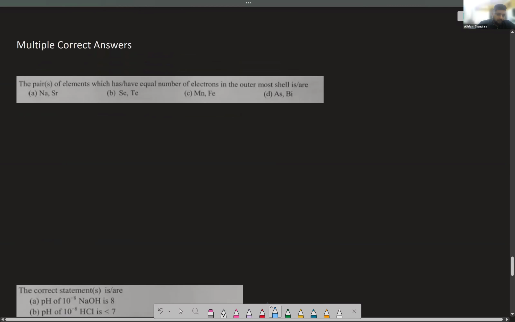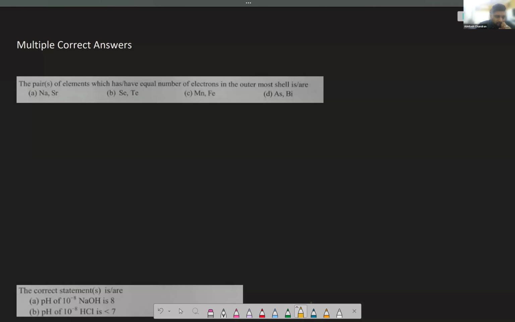Now we'll go on to the multiple correct answer type questions. So the pair of elements which must have equal number of electrons in the outermost shell. Periodic properties, electronic configuration, atomic structure, whatever you want to call it, right? So sodium and strontium, right? Strontium? No, strontium is the fifth period. Sodium is third period, alkali metals, and beryllium, magnesium, calcium, strontium, and barium are alkaline earth metals. So obviously, sodium has one electron in the valence shell, outermost shell. Strontium has two electrons, so not right.